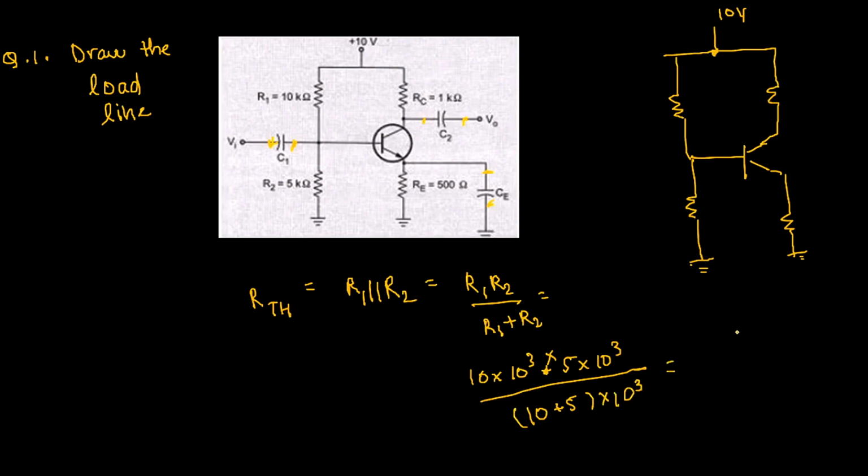So this 10 to the power 3 gets cancelled and we are left with 50 divided by 15 into 10 to the power 3. So we can write this as 3.33 into 10 to the power 3 ohms, or 3.33 kilo ohms.